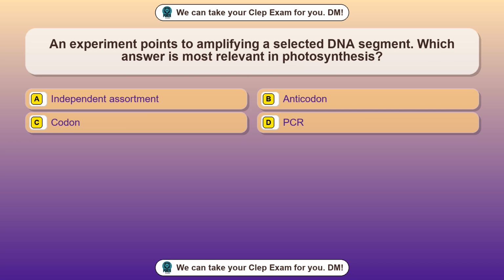Question 79. An experiment points to amplifying a selected DNA segment. Which answer is most relevant in photosynthesis? Option A, independent assortment. Option B, anticodon. Option C, codon. Option D, PCR. The correct answer is option D, PCR.